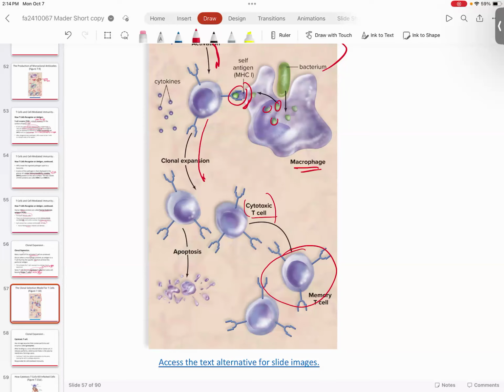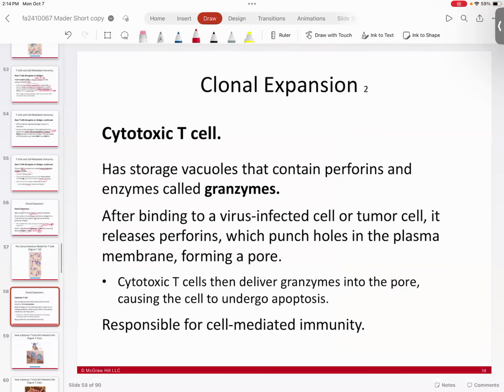Now, once your infection is over, just like with B cells, you tell your T cells, listen, we don't need you anymore. The infection is gone. So go ahead and self-destruct. Okay. So that's basically what we get there.